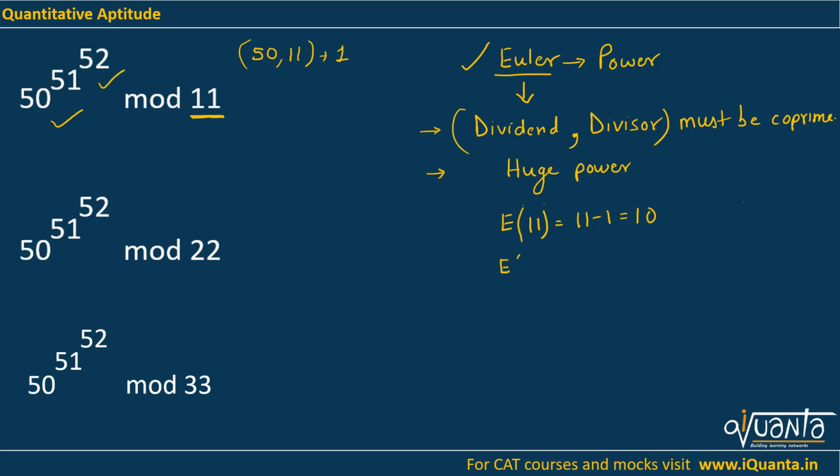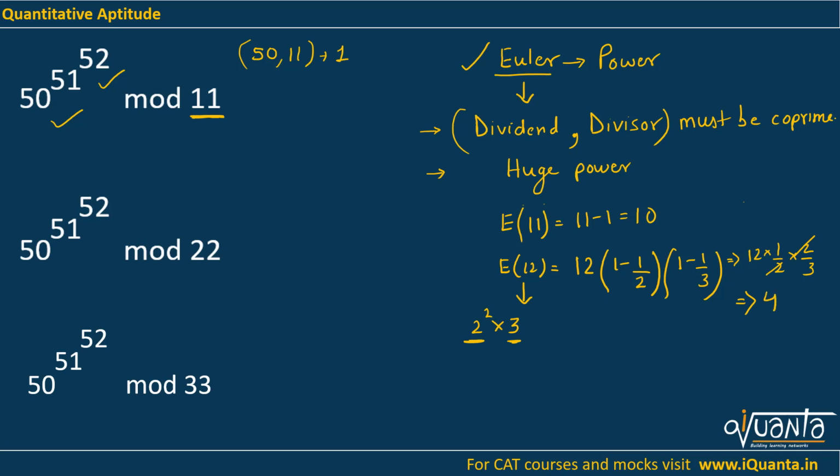But what if you are finding out the Euler of a non-prime number? For example, if I tell you to find out the Euler of 12, then first of all, you will be writing down the prime factorization of 12, which is 2 square into 3. I hope this is clear. Now how to find out the Euler of 12? You will simply write down 12 first, then you will write down 1 minus 1 by the first prime factor, which is 2. So 1 minus 1 by 2, this bracket will be closed. Then you will find out 1 minus 1 by 3 because 3 is the other prime factor of 12. So 1 minus 1 by 3. Now you will solve this. This will become 12 into 1 by 2 into 2 by 3. 2 cancels, we'll get Euler of 12 equal to 4. I hope this is understood.